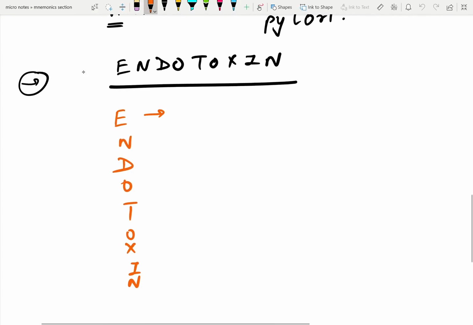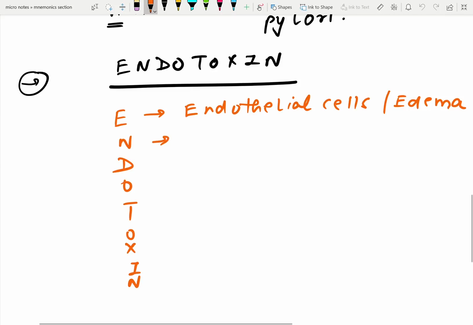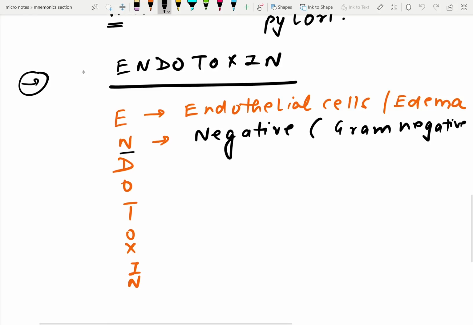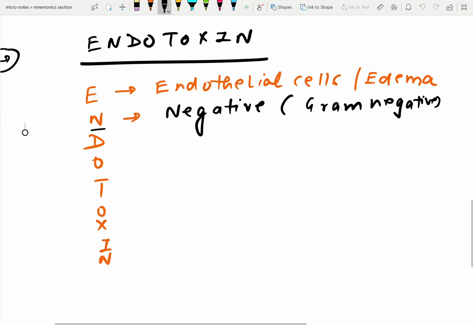Okay, so E is it affects the endothelial cells. Remember, it affects the endothelial cells, and this is the causal agent of developing what? Edema. Okay, so remember this particular one. Then, if you ever have a confusion about which fellows secrete this, it is the gram negative ones. So N is negative bacteria, that is the gram negative ones. They secrete endotoxin. Okay, so mostly gram negatives secrete endotoxin.